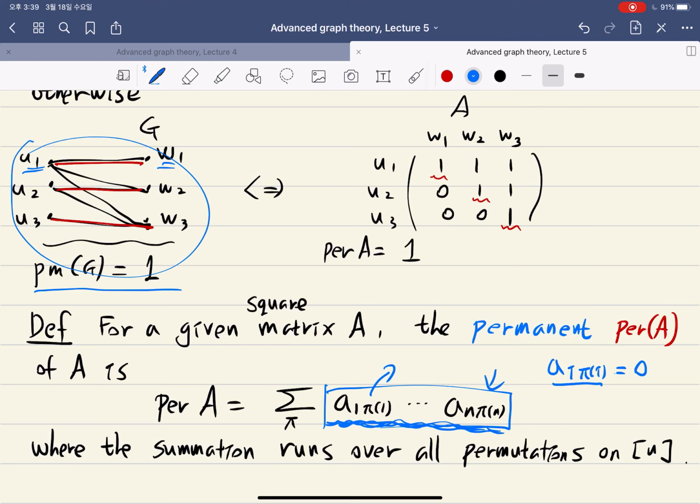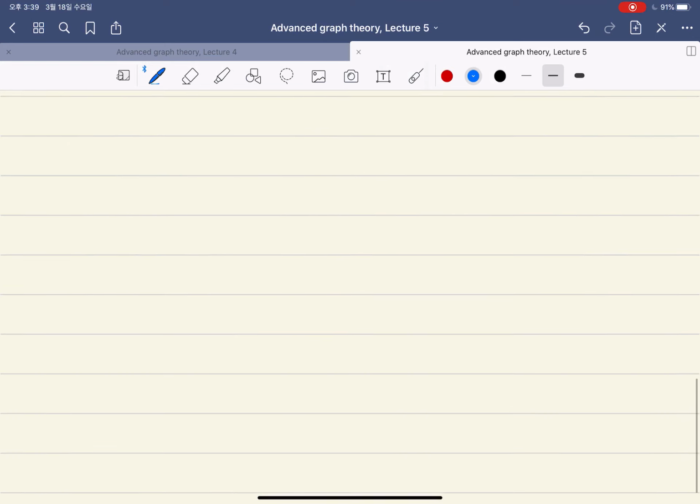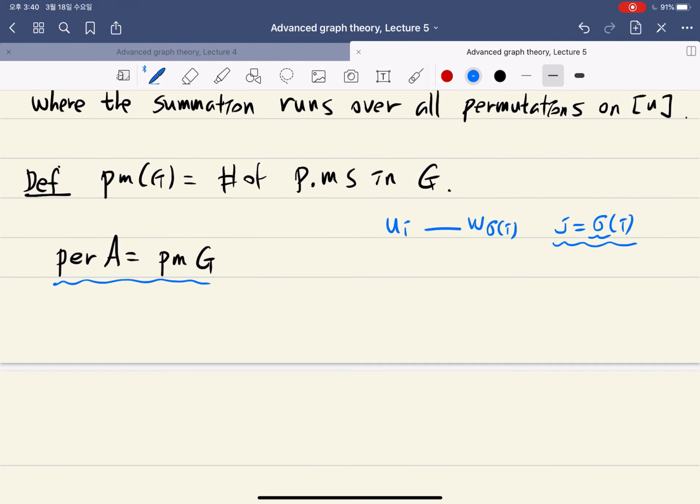And for those that correspond to a perfect matching in G, it becomes 1. So this permanent of A actually exactly counts the number of perfect matchings in G. So let's say this is an observation. We know this.